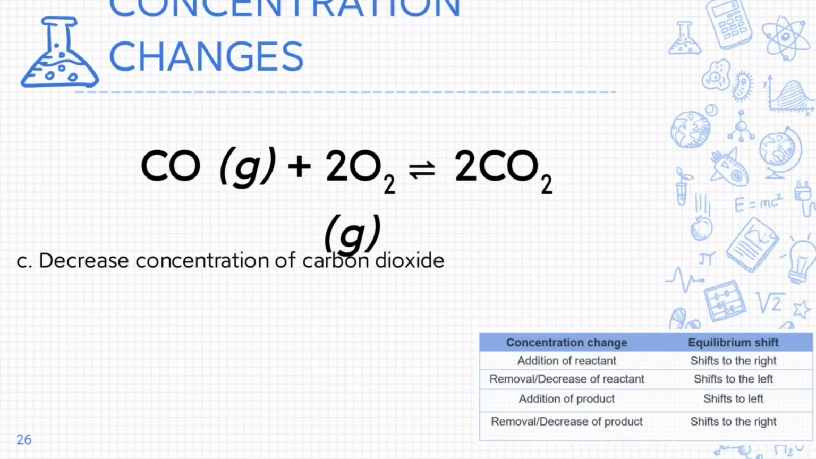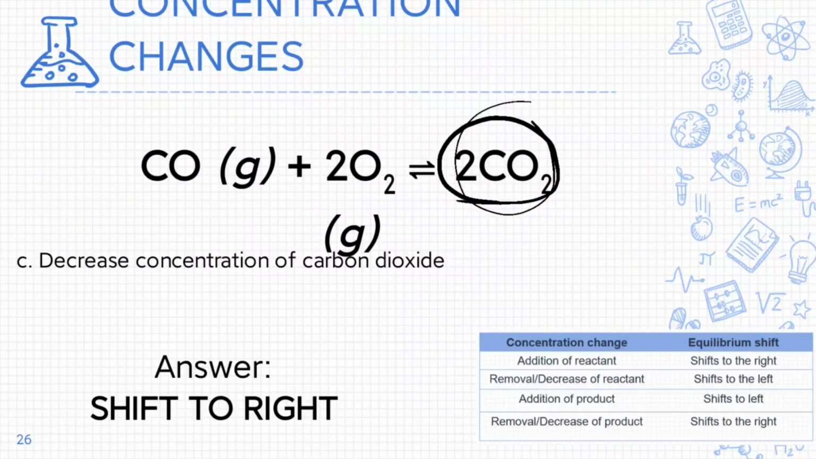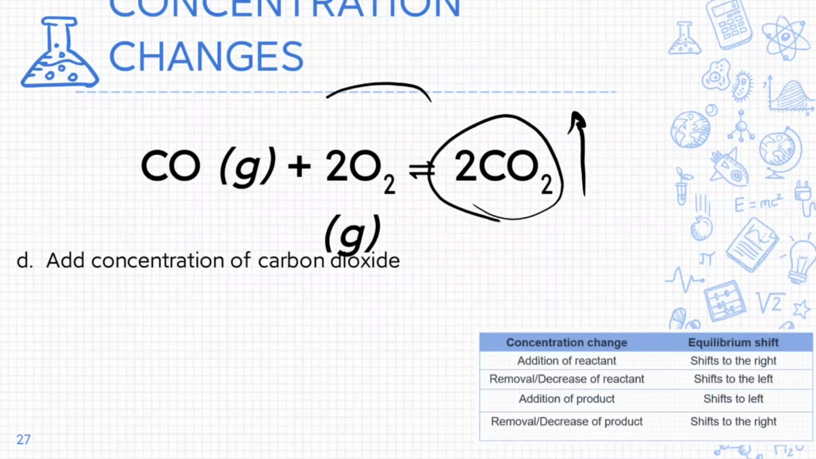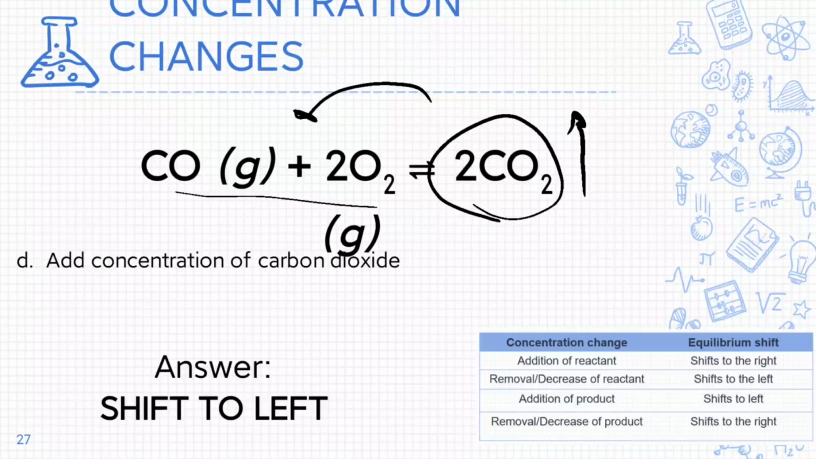Next, what if we decrease the concentration of carbon dioxide? So, this is your carbon dioxide. You decrease the concentration. Carbon dioxide is your product. Pabababain mo daw. So, it shifts to the right. Okay? Yan. Correct tayo. And lastly, you add to the concentration of your carbon dioxide. Again, dinagdagan mo yan. Compensate yung kabila. Shifts to the left. Okay? Diba? Ganun lang kasimple yung concentration changes.